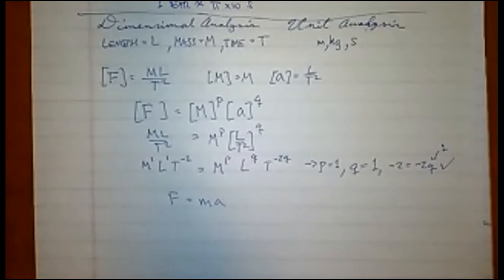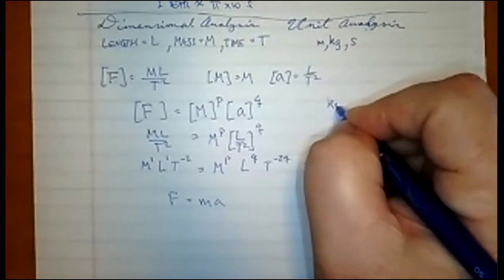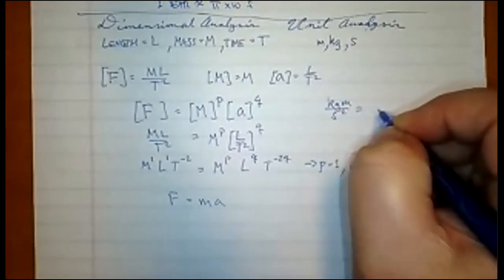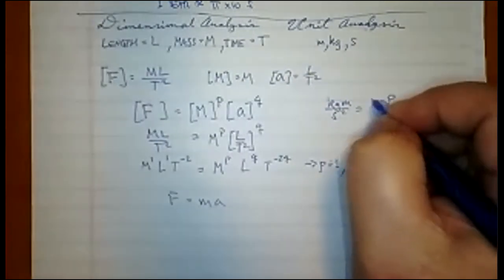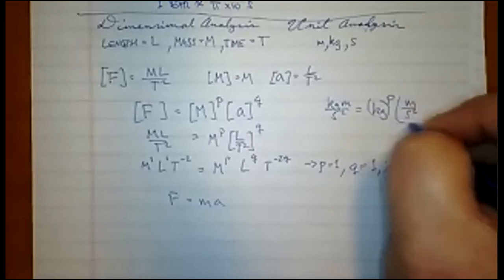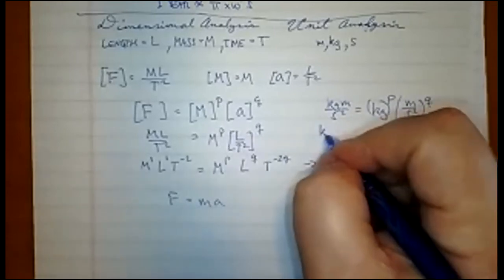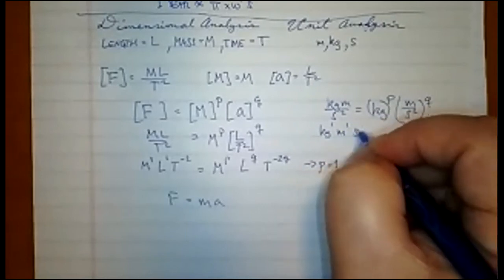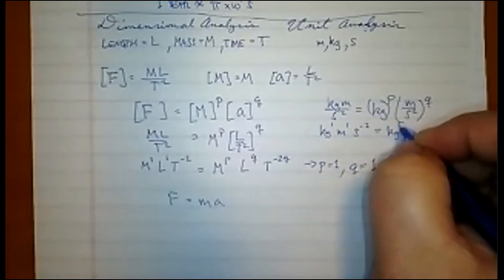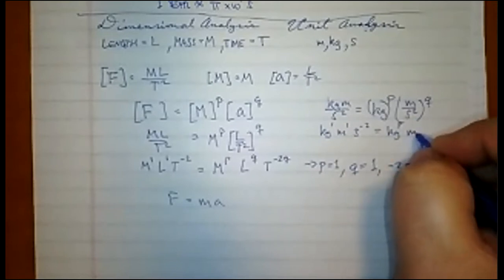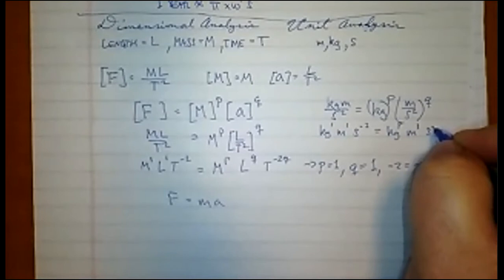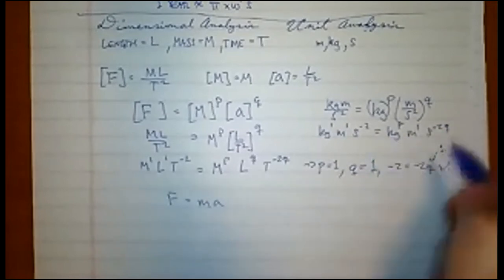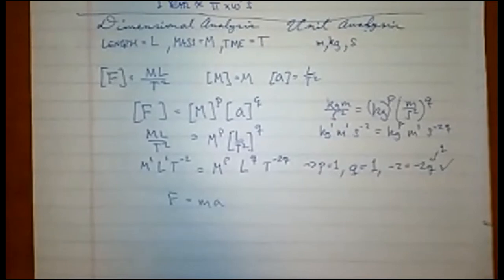Now, I could have done exactly the same thing with unit analysis. I could have said kilograms meters per second squared is equal to kilograms to the P times meters per second squared to the Q. And then I'd get kilograms to the 1, meters to the 1, s to the -2, and on the other side kilograms to the P, meters to the Q, and s to the -2Q. And in fact, I'd get exactly the same results. That's the difference between unit analysis and dimensional analysis. Anybody have any questions on that?